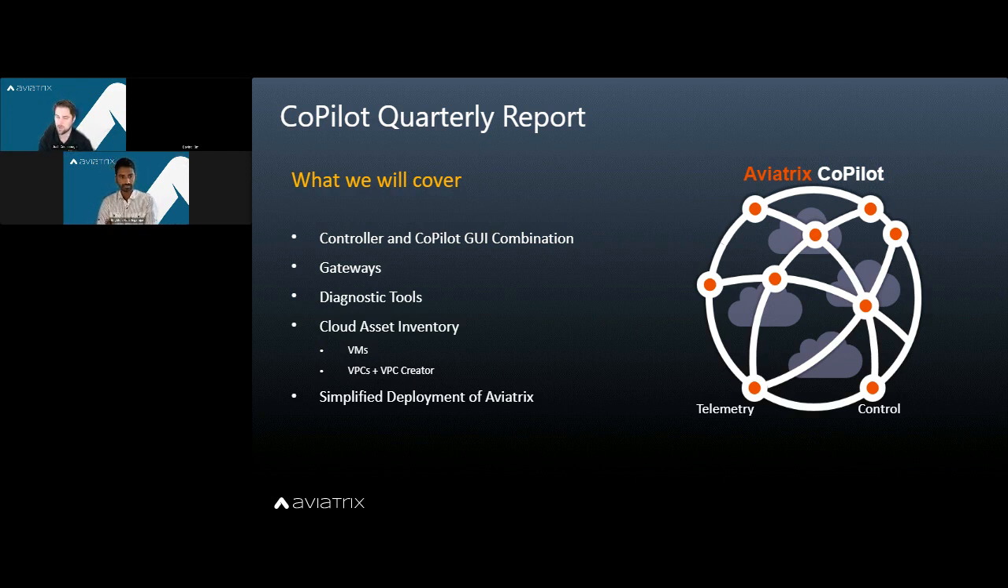So what we're going to cover today is we're going to talk a little bit about the controller and the CoPilot GUI combination. We'll go over the new gateways pages that become available in CoPilot after 7.0. The Diagnostics Tools, the Cloud Asset Inventory with a look into your entire cloud's networks for VMs and VPCs. And within that, there's also an easy mode for VPC creation. And then there's a new feature that we're excited to talk about, which is a simplified deployment of Aviatrix key feature sets. Think of it as like a wizard. Pretty cool.